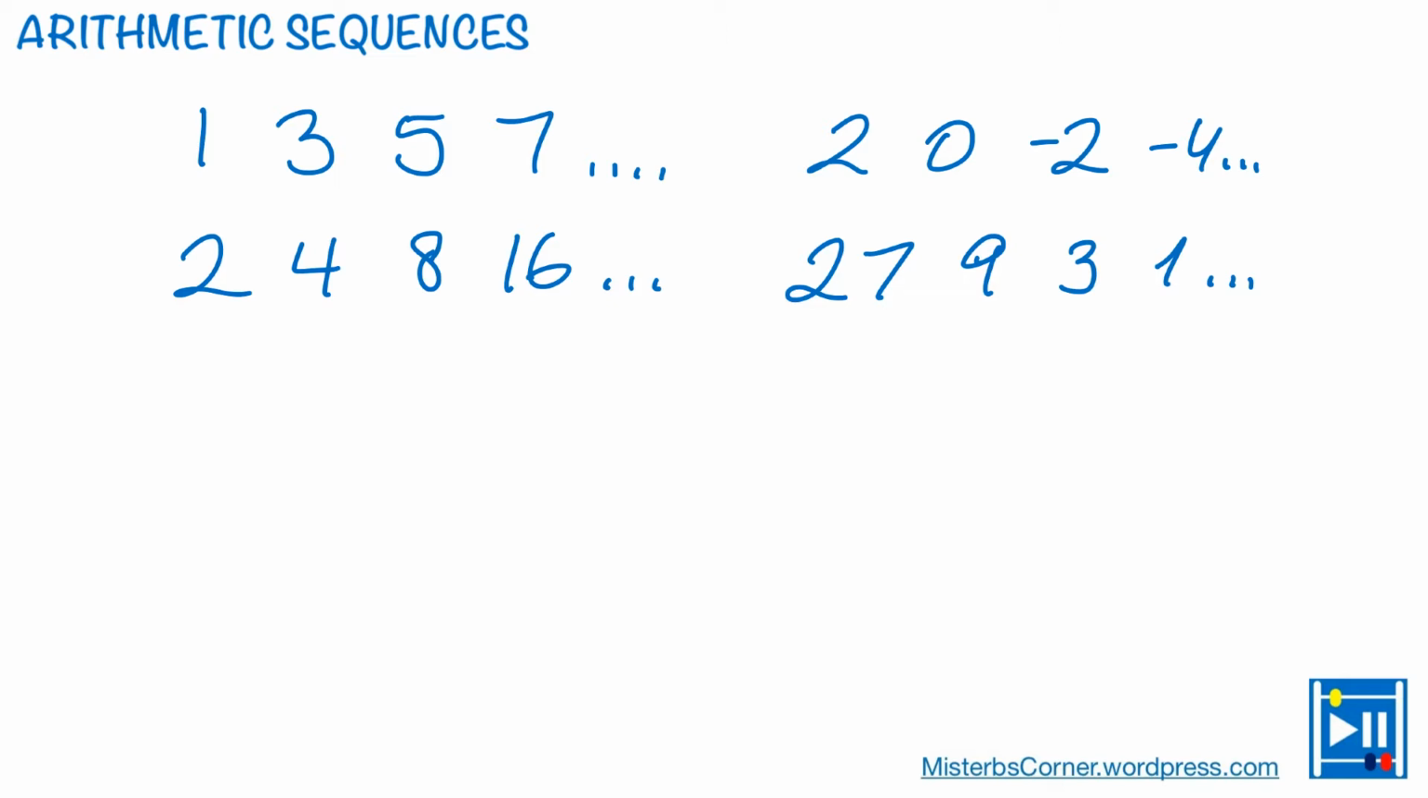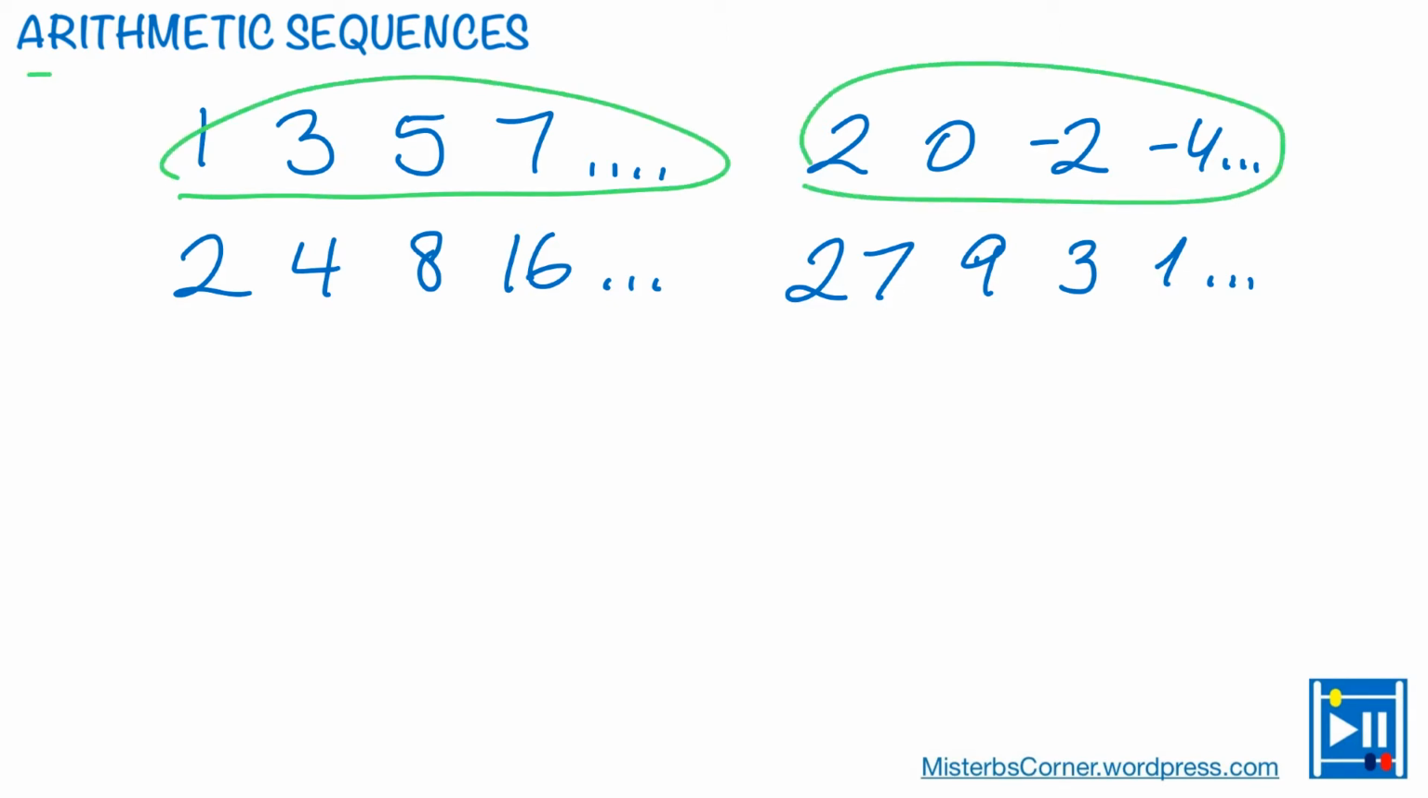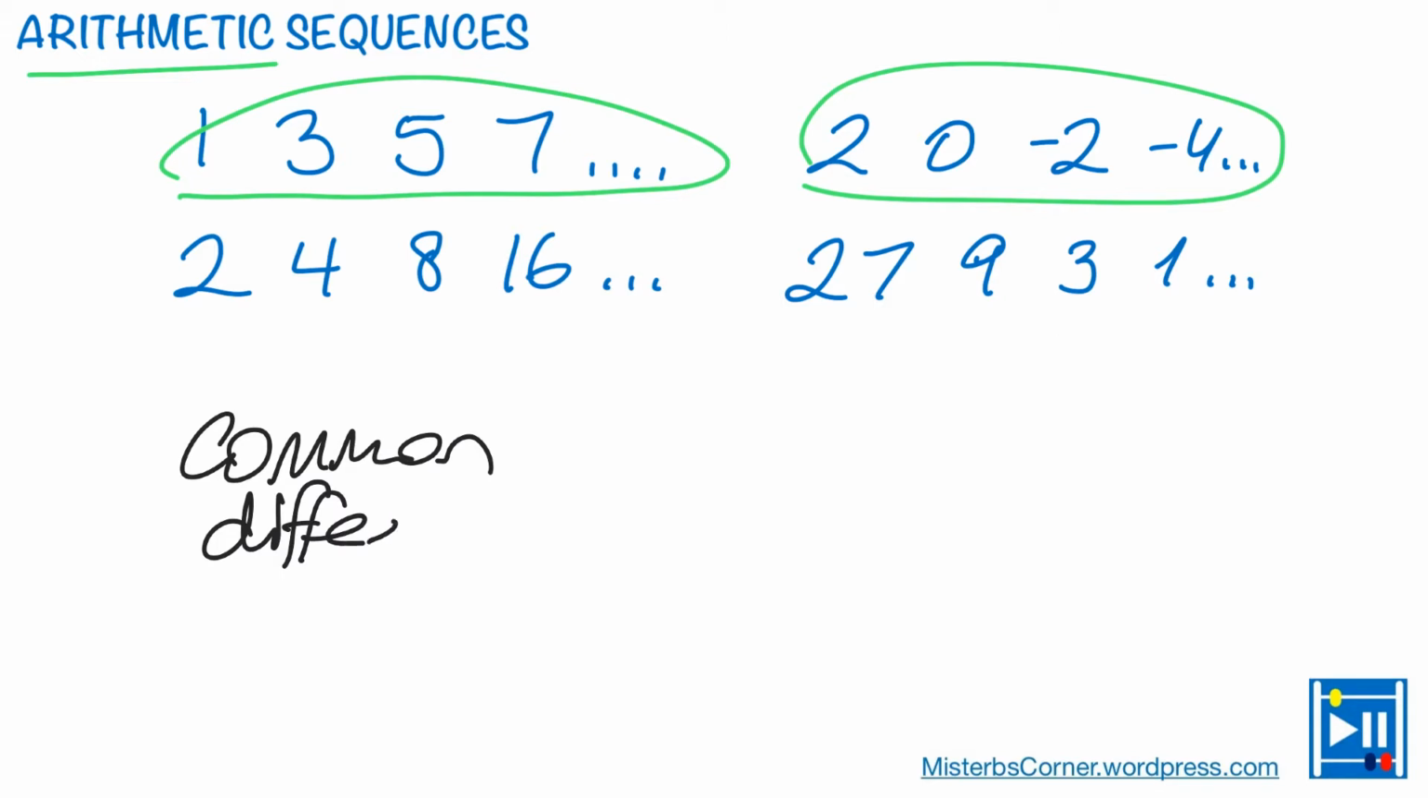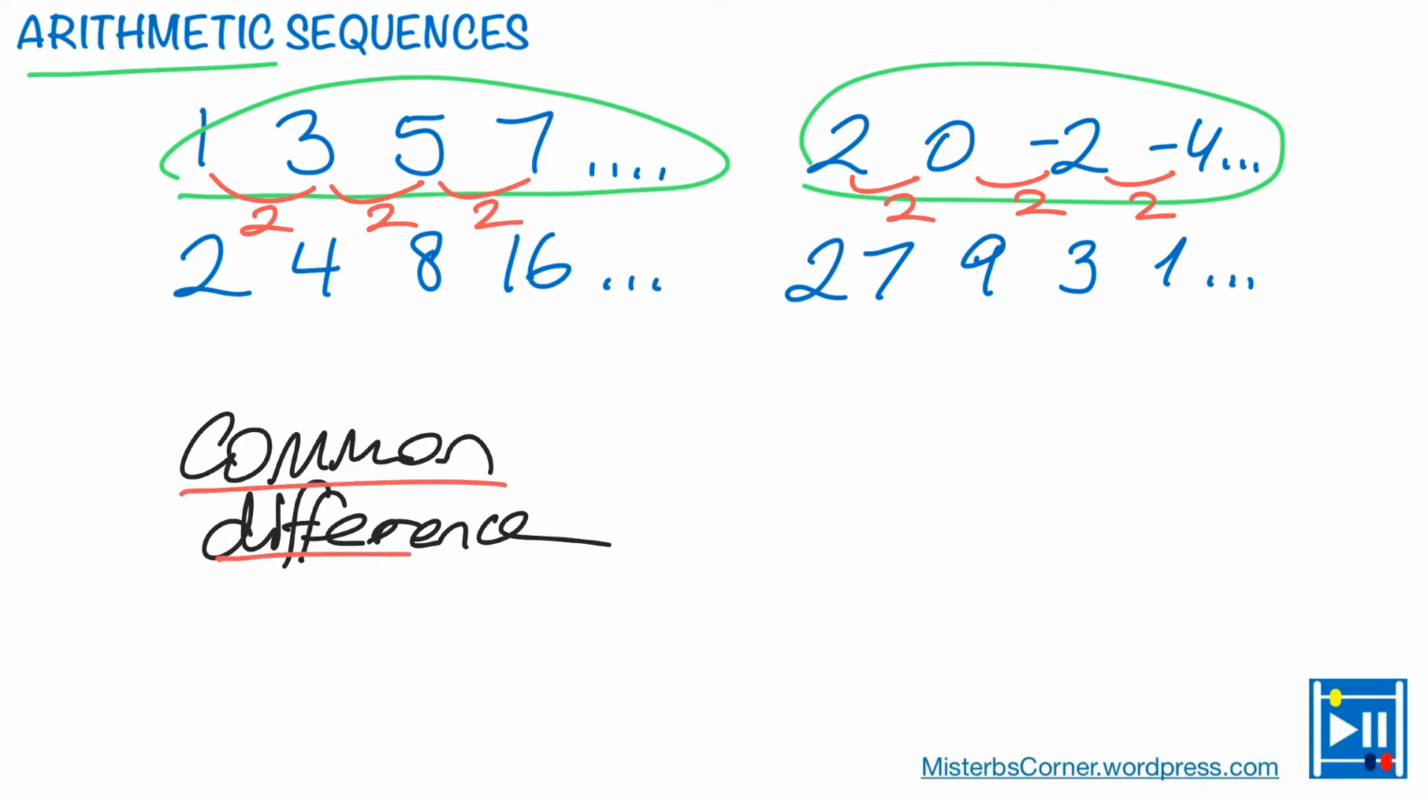So these sequences follow a rule, and this one and this one are called arithmetic sequences because the rule is the common difference. You can see that these arithmetic sequences have 2 in common. So you just add 2 or you take away 2. It can be any other number, of course, but from one term to the other, you just move on by adding or taking away the common difference.